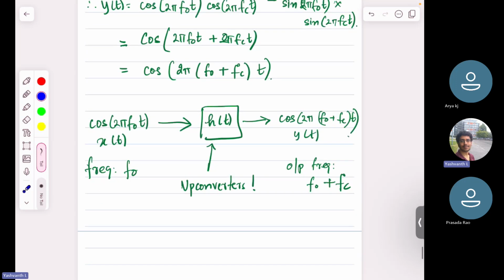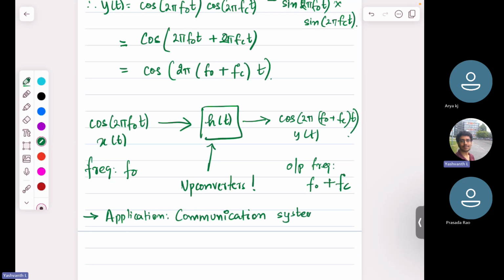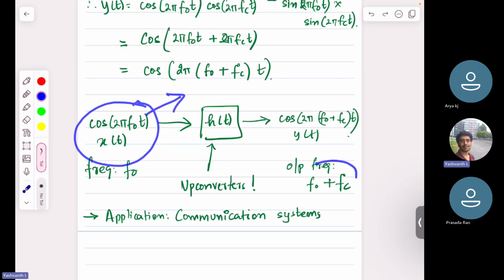Okay, so where is it applicable? A very useful application is in communication systems. For example, if you want to communicate between two nodes, let's say there is a transmitter and there is a receiver, and your message, that is the information, is basically x of t. In general, you will not send this x of t directly through the air. You will up convert it to some other high frequency and then transmit the high frequency signal in the channel through the system. The receiver will receive the high frequency signal.